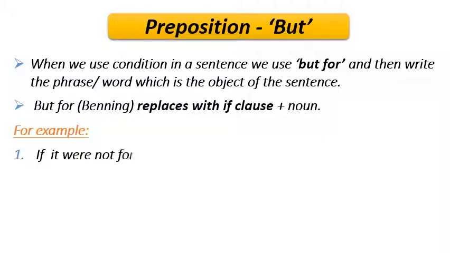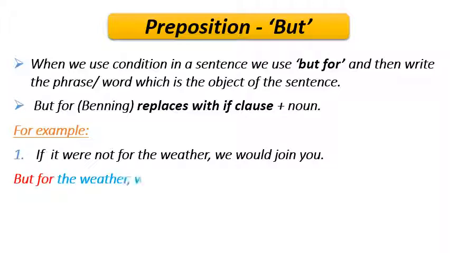For example, if it were not for the weather, we would join you. So when we have to transform this sentence with the help of the preposition but for, then what is the rule? In the beginning, first of all, we will write down but for in place of the if clause, right? And then we have to write down the noun. So what is the noun in this if clause sentence? The weather. So how will we write it? But for the weather, comma, we would join you. So the next part remains the same.